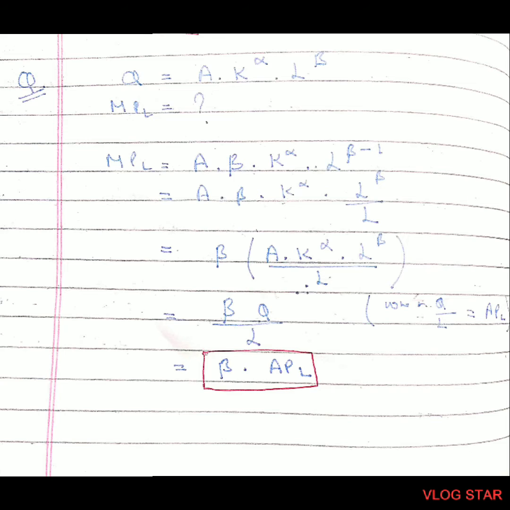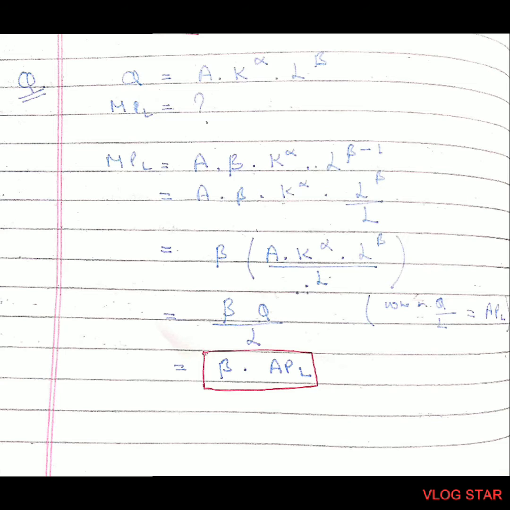Now we'll apply the power rule. According to the power rule, the power comes forward and it is subtracted by 1. And since K is constant, it will remain as it is. Now it can be written as A, beta, K to the power alpha, L to the power beta minus 1. Then L to the power beta minus 1 can be written as L to the power beta divided by L, as we do the reciprocal. Now this can be written as beta, and in the bracket we can take A, K to the power alpha, L to the power beta divided upon L.